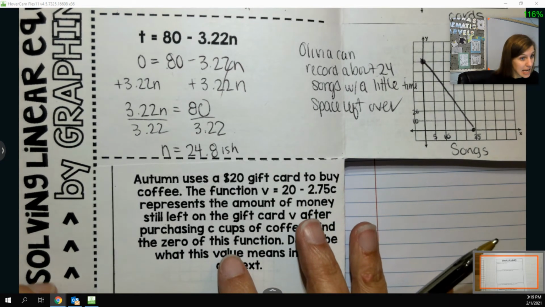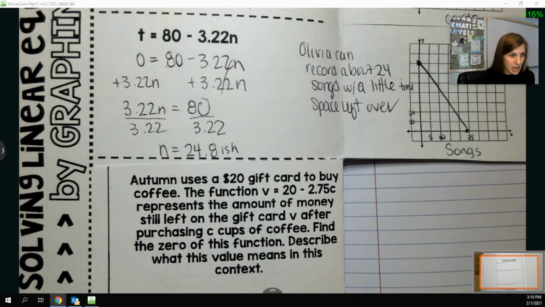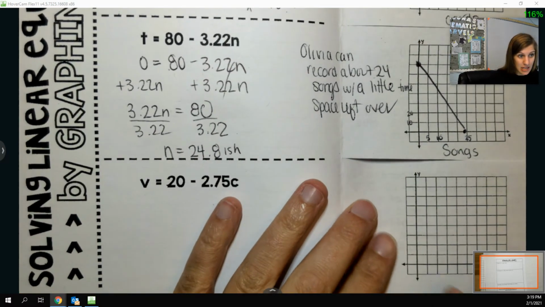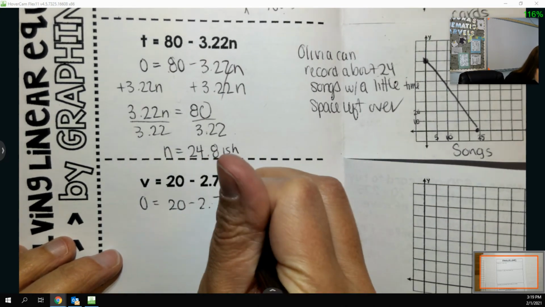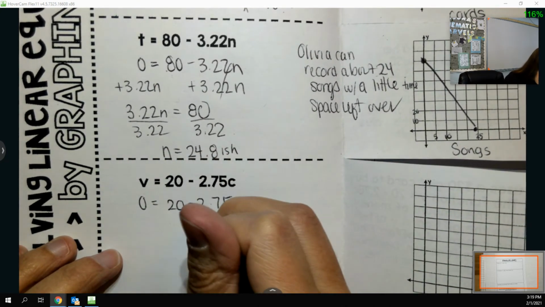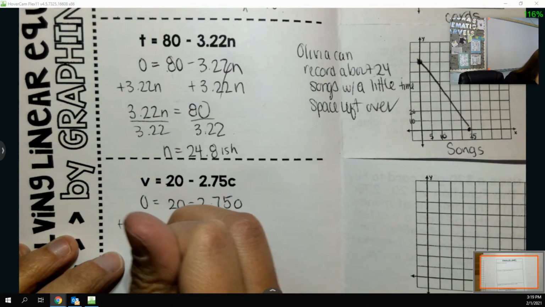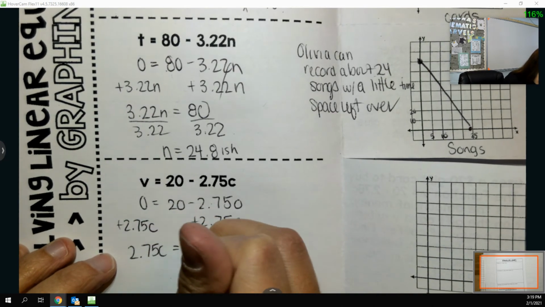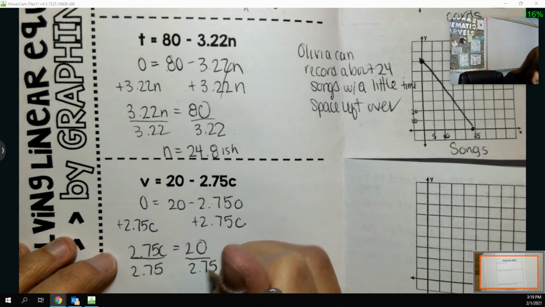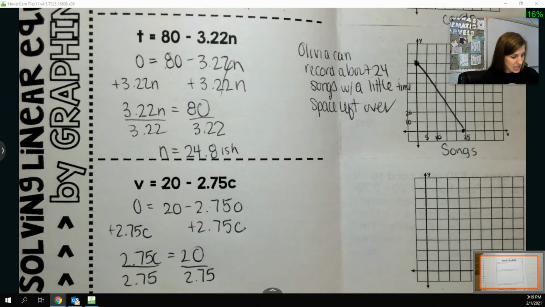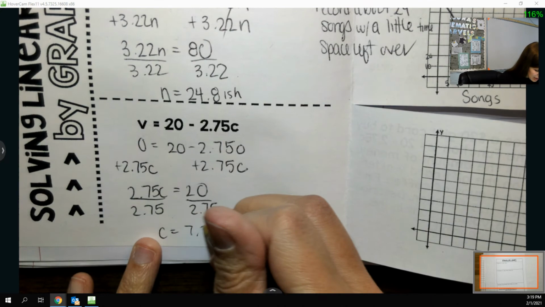So again, the zero is the x-intercept, or in this case, our v-intercept, or when I have no money left on my card, how many coffees did I buy? So 0 here. And then like the last one, I'm going to add the 2.75c to the other side because then it'll be positive. And then divide both sides by 2.75. Because we're in decimal land, I'm going to ask Miss Siri to help me there. So 20 divided by 2.75 is about 7.3-ish.